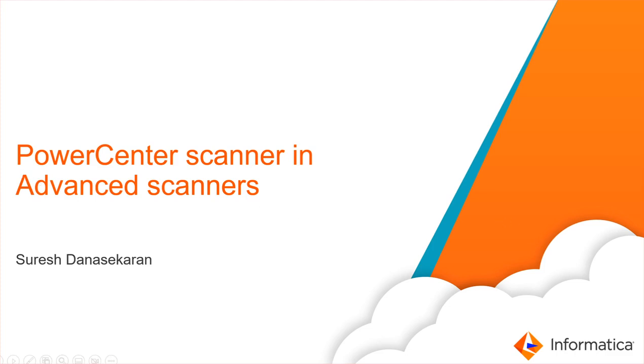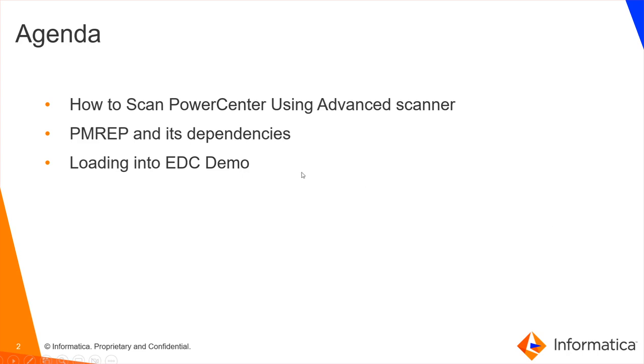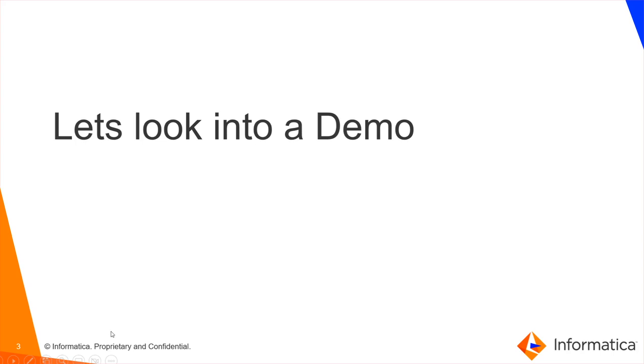So let's see today's agenda. We're going to see how to scan PowerCenter using Advanced Scanner and the pmrep and its dependencies that Advanced Scanner will be using in order to extract the metadata and other related data. And after loading into EDC, take a look into the assets and metadata which got loaded into EDC as well. So I have a Metadex server which is open and let's hop right into the demo.